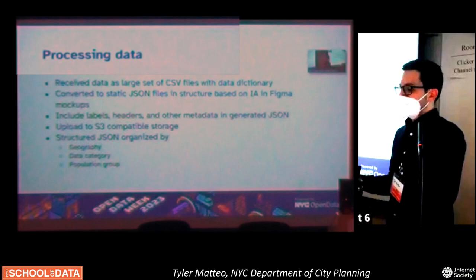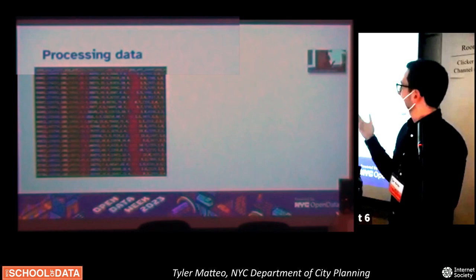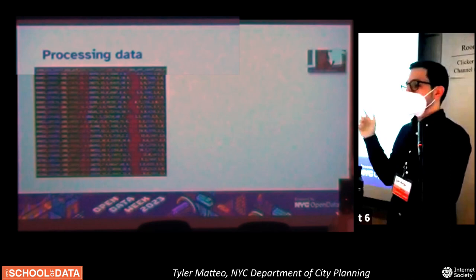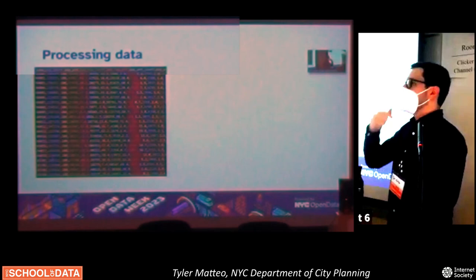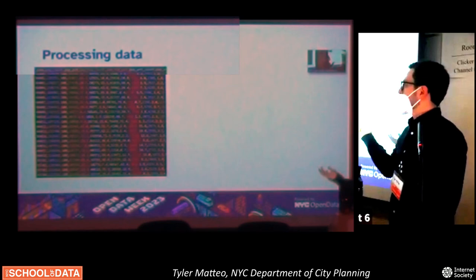So that's a lot of vague descriptions of what it looks like. So what did we actually do with the data? A lot of the data we received looks something like you see here, a flat, tabular representation of all the data. Maybe it's all the demographic data for every district in one file, and another file with demographic data for every borough, and so on.